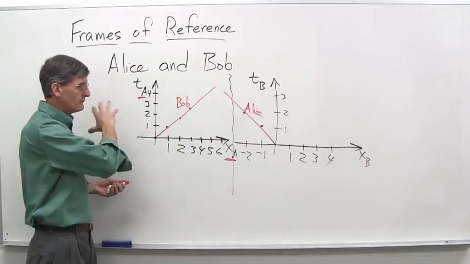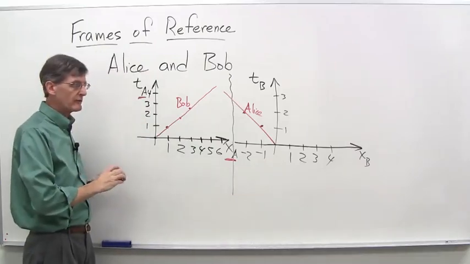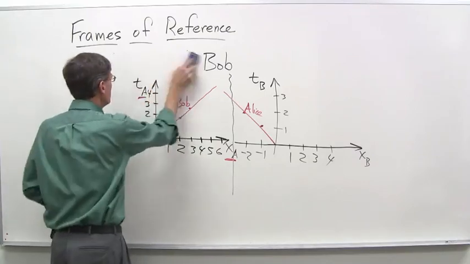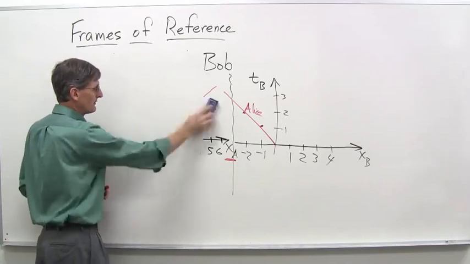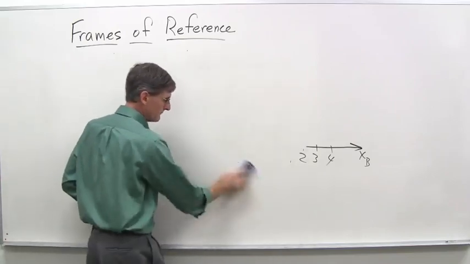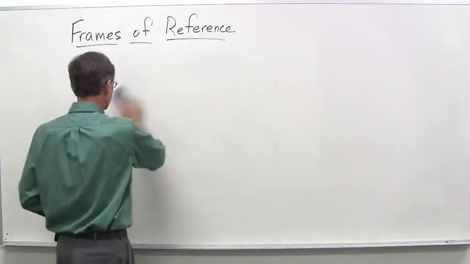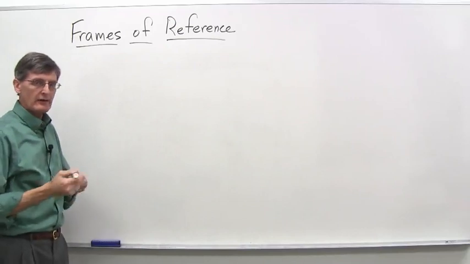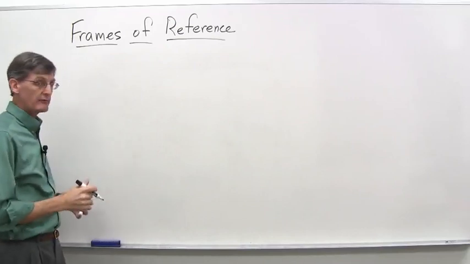Okay, so that's the introduction to Alice and Bob and frames of reference. Let's do a few more examples to perhaps clarify things a little bit, or just see if we understand them correctly. Okay, let's add another frame of reference here.